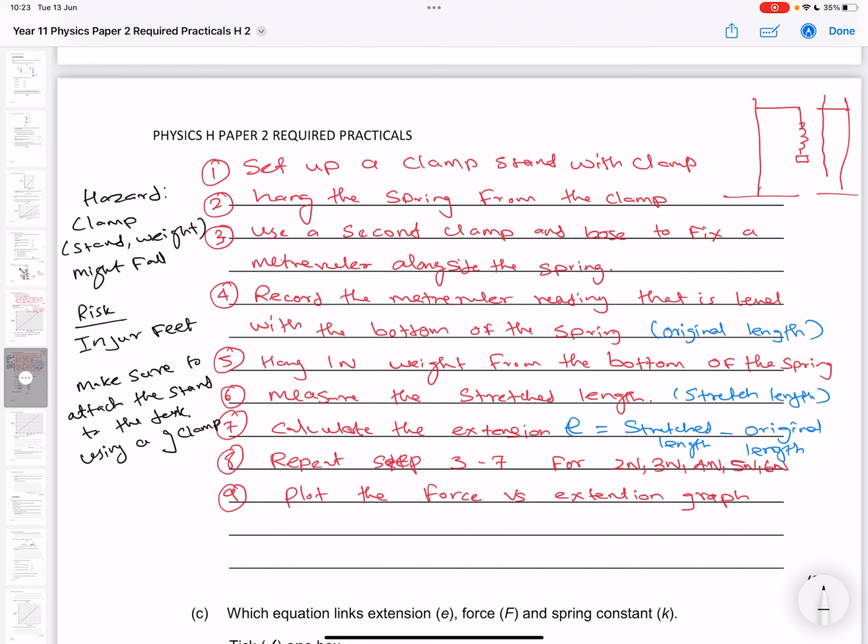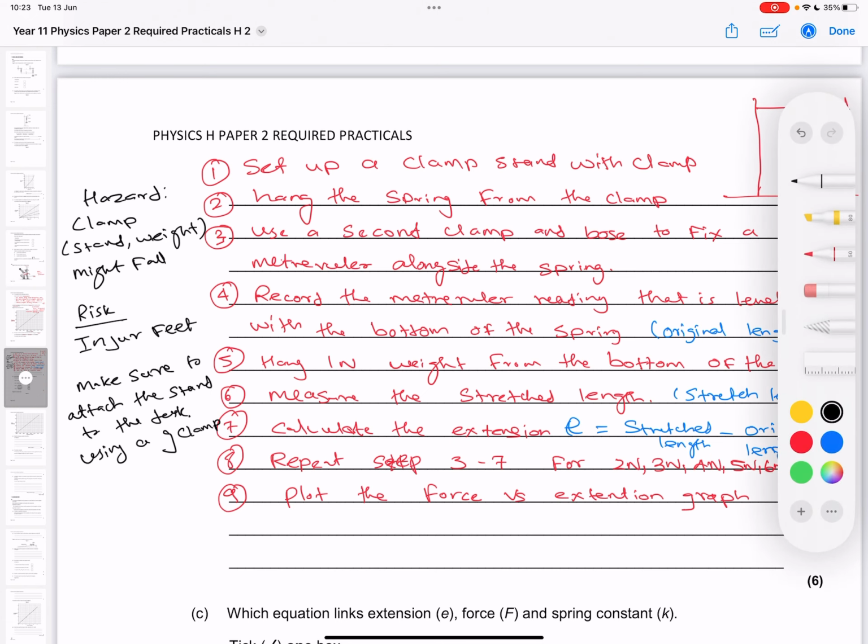Another hazard is the spring may snap and get into your eye. So what is the risk involved? It can injure your eye. So what is the mitigation? You have to wear safety glasses.